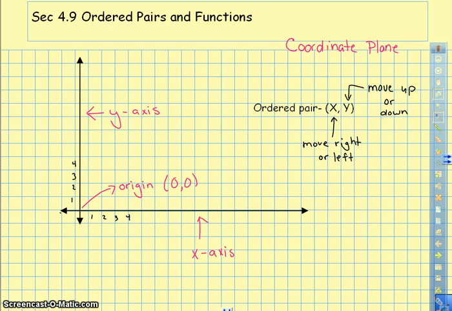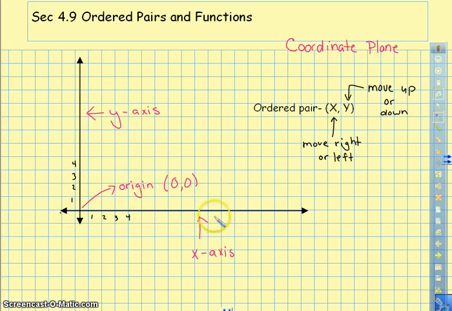Okay, so the ordered pairs and functions we're talking about today just come from this section of our coordinate plane. The coordinate plane actually consists of 4 sections, and we'll talk about them later on in the year. But today we're just going to concentrate on the section where the numbers are positive. So all my x numbers are positive, and all the y numbers are positive.